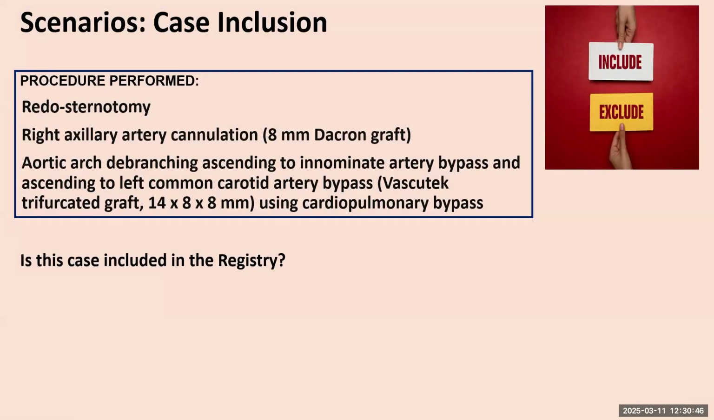Okay. Reduced sternotomy, right axillary arterial cannulation, aortic arch debranching, ascending to innominate artery bypass, ascending to left common carotid artery bypass with a trifurcated graft using bypass. Do we include this case? This is the only procedure that's being performed in the episode of care.